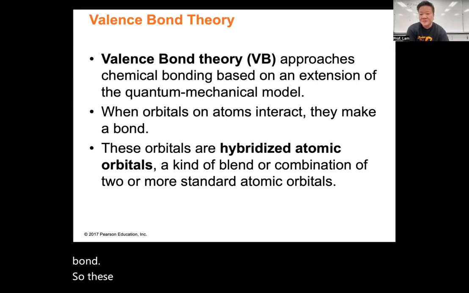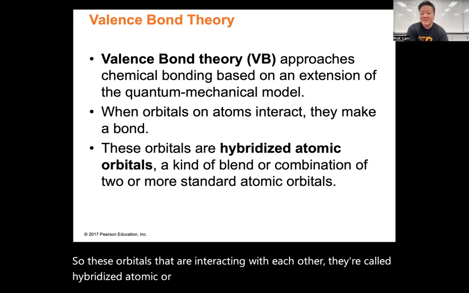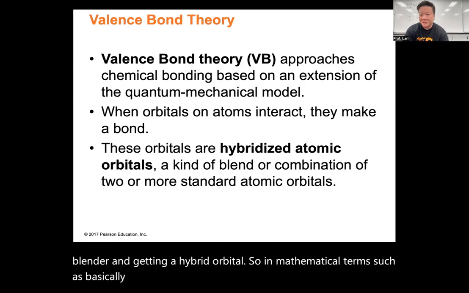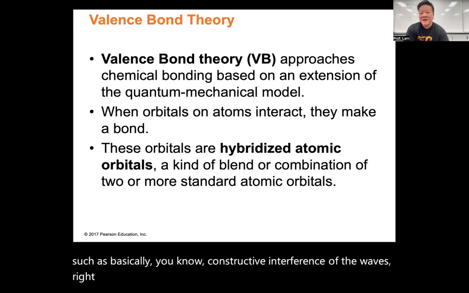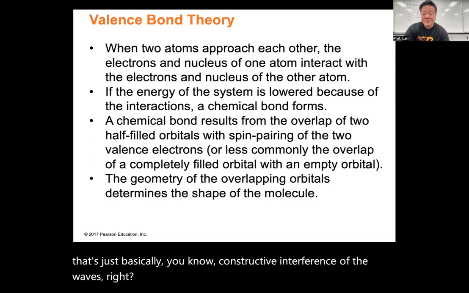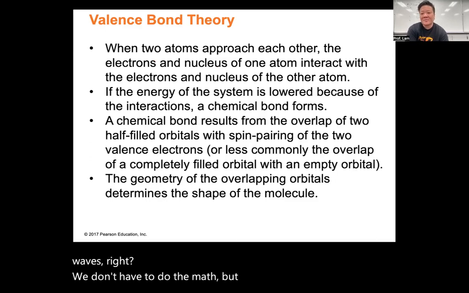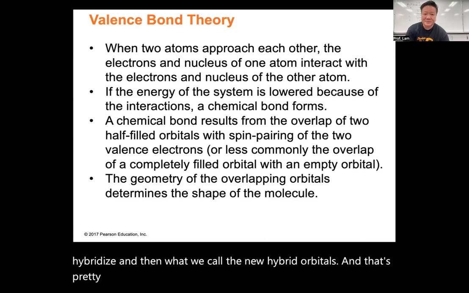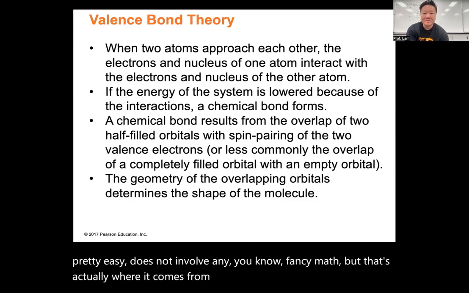So these orbitals that are interacting with each other are called hybridized atomic orbitals. It's like putting atomic orbitals in a blender and getting a hybrid orbital. In mathematical terms, that's basically constructive interference of the waves, right? We don't have to do the math, but you're going to see how orbitals hybridize and what we call the new hybrid orbitals. That's pretty easy. It does not involve any fancy math, but that's where it comes from, right?